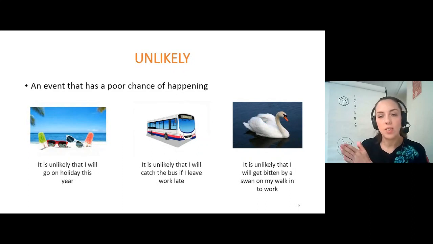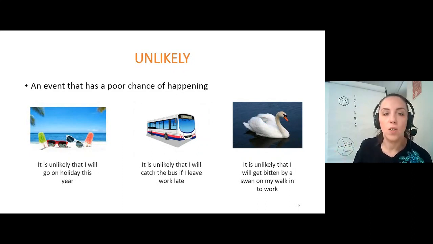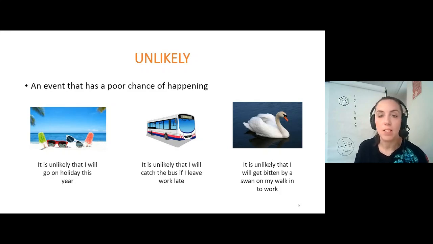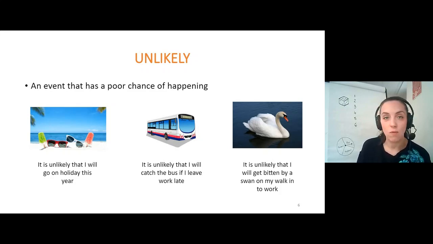We then move to the other side of the scale, where we have unlikely. So the probability of an event that is unlikely or has a poor chance of happening. So it's unlikely that I will go on holiday this year. It's not going to happen. It's unlikely that I will catch the bus if I leave work late. I might miss my bus, I might not. If I run really fast, I can still get the bus. It's not certain unless I leave really late, I suppose. But it's unlikely that I will catch the bus if I leave work late.